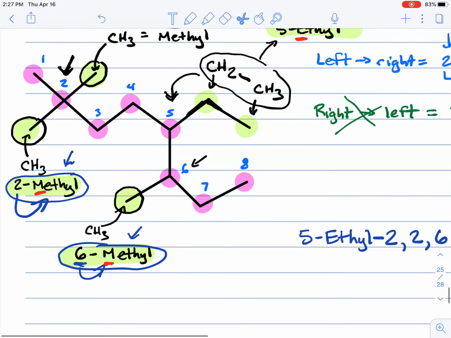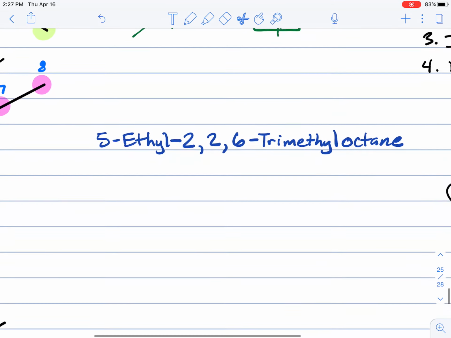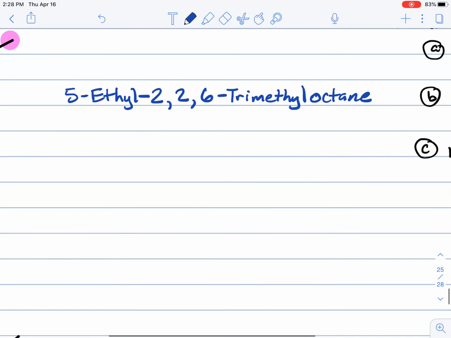And it doesn't have to look like the original structure to begin with, just because you might have done it from left to right or right to left, but it should be a reflection of it. So let's go ahead and do this. The first thing I'm going to do if I want to translate the name to a skeletal structure is focus on my parent chain that's telling me octane. So I'm going to put in 1, 2, 3, 4, 5, 6, 7, 8. Okay, so that's done.